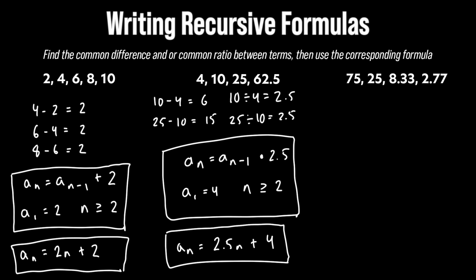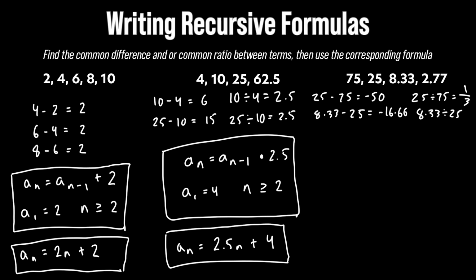Lastly, the third one. Now if we take 25 and subtract 75, we're going to get negative 50. And if we take 8.33 and subtract 25, we're going to get negative 16.66. And we see that there's no common difference, so now let's try 25 divided by 75. We're going to get 1/3. And if we take 8.33 divided by 25, we're also going to get 1/3. So the common ratio here is 1/3.